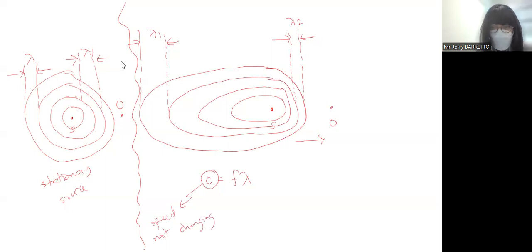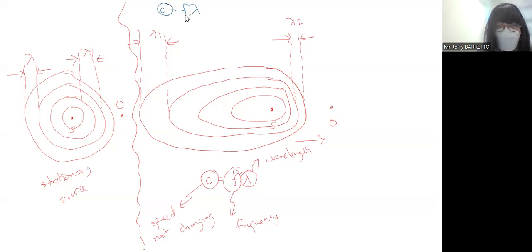This is the wavelength, and this is, you guessed it, the frequency. Now, if the speed is not changing, so C is f lambda, this is not changing. If lambda is big, then the frequency is low. So on this part, not only do we observe the wavelengths to be longer, but the frequency we observe to be lower.